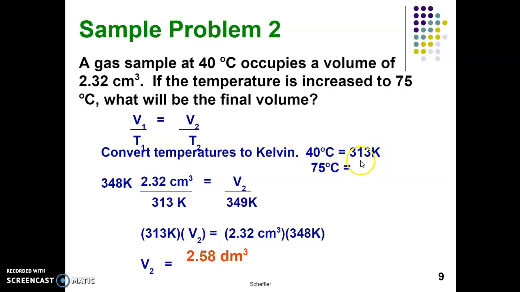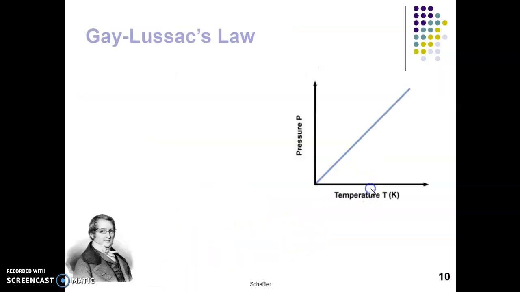Both of those we're going to add 273 to get Kelvin. So 40 plus 273 is 313. And then 75 plus 273 is 349. So all I had to do was move it over, and get 2.58 centimeters cubed.